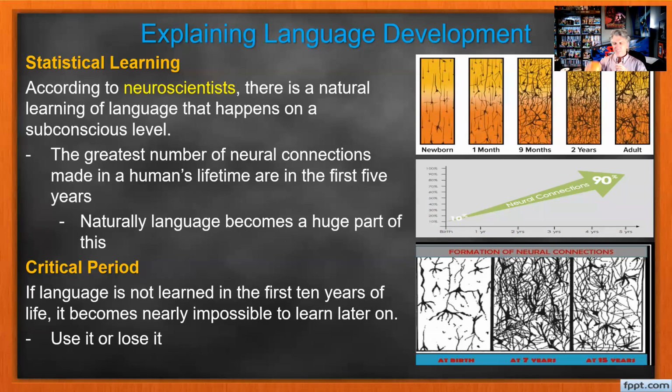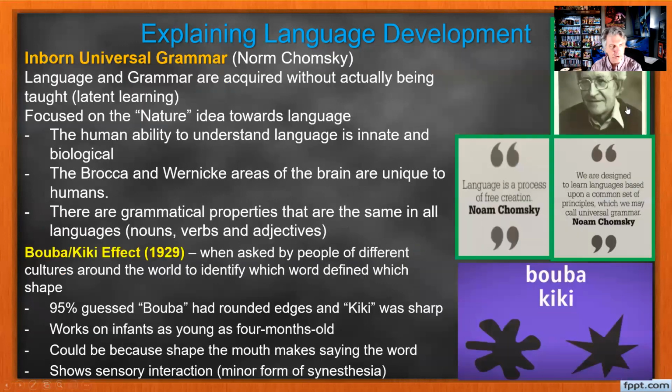All right. So statistical learning basically says that you can't learn language as a newborn or 1 month old because you don't have the connections. But by the time you become 2, now you got them. And then once you're an adult, they just become more defined. And these phonetic sounds you don't use, they break up and those go away.